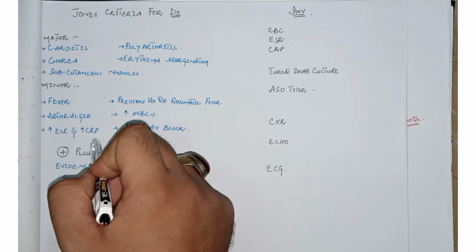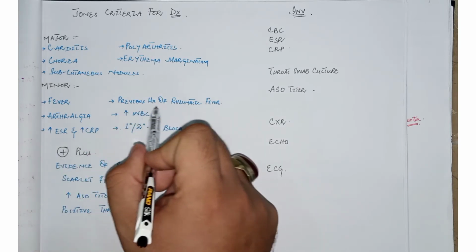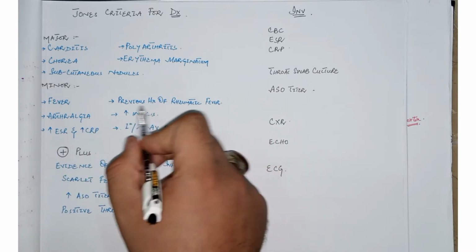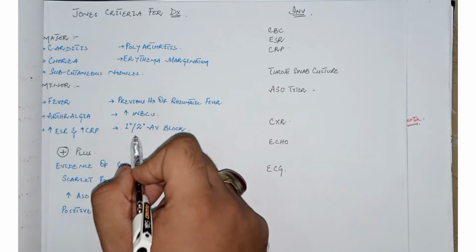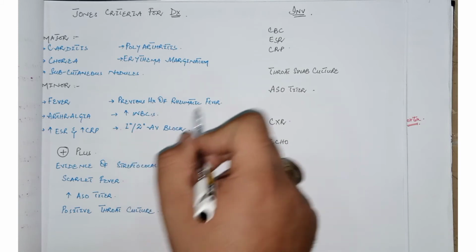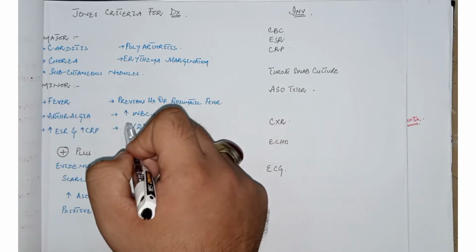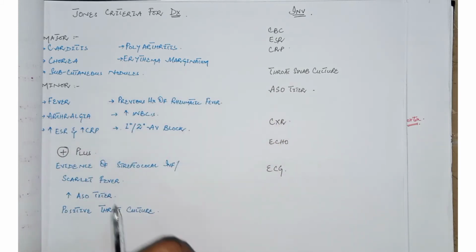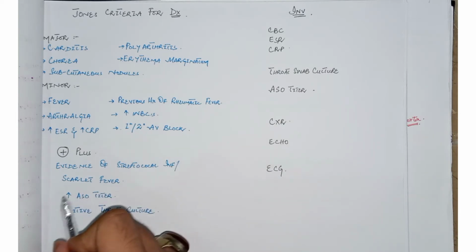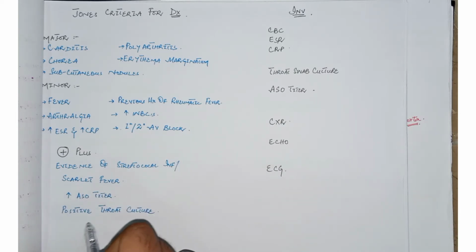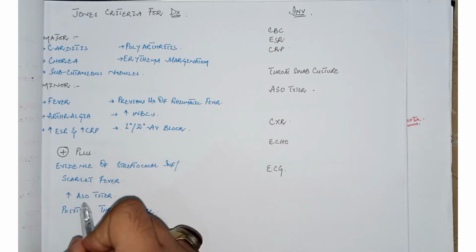Both these are inflammatory markers, and there is previous history of rheumatic fever with leukocytosis, that is increased WBC count, or first or second degree AV nodal block. So these are minor criteria. And the other essential criteria is evidence of streptococcal infection or scarlet fever with raised ASO titer and positive throat culture. These are essential criteria.